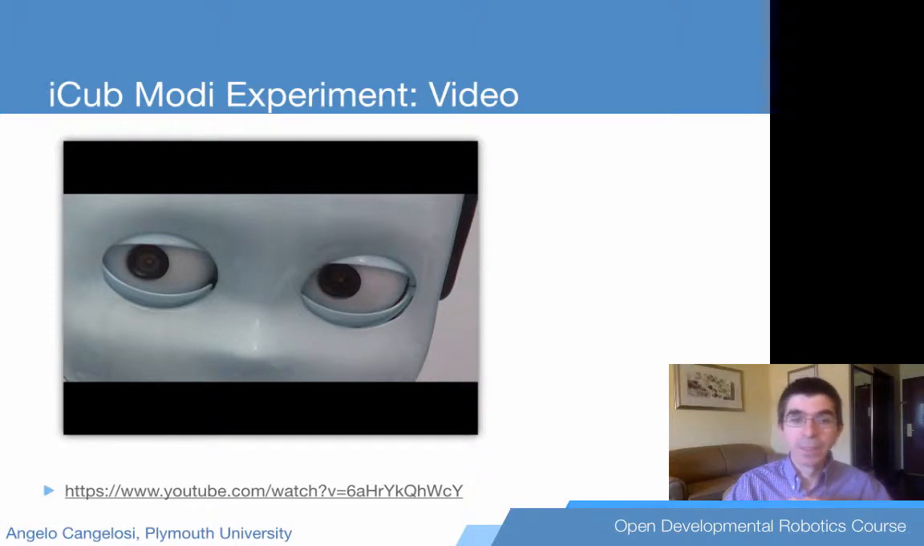Fast mapping. Then the second part of the video shows a MODI setup where the object is shown, then the object is hidden. The researcher moves the hand in the same position and says the name. This is the MODI. And this allows the robot to make the association.